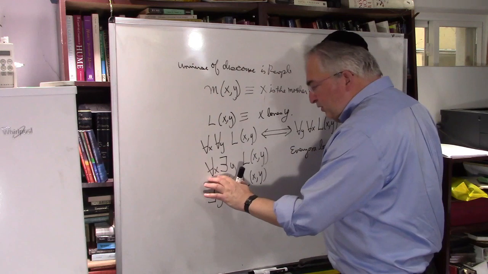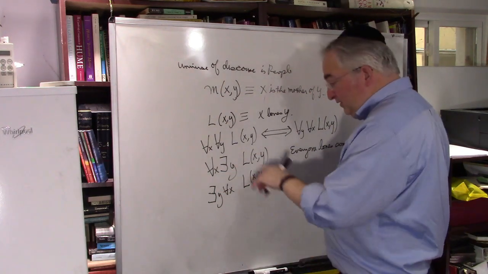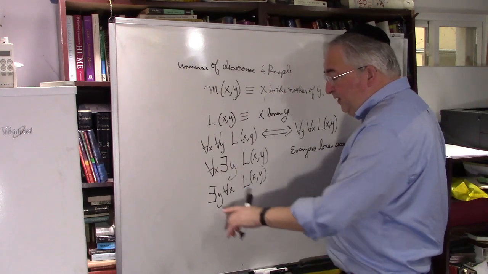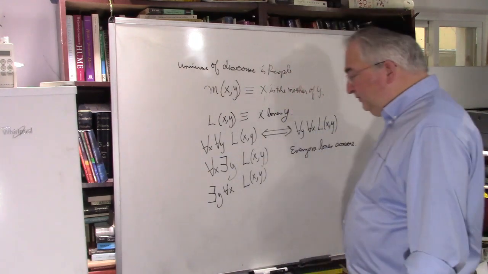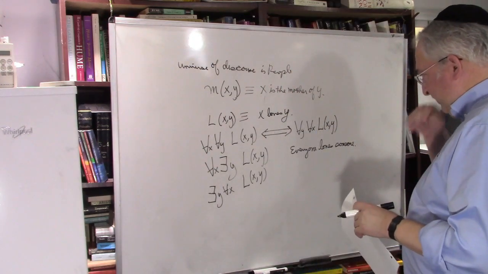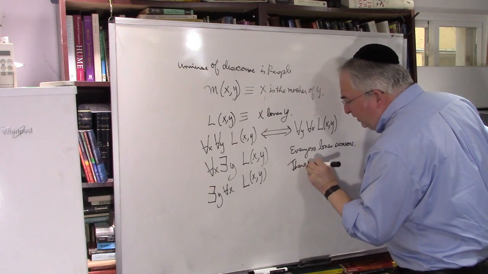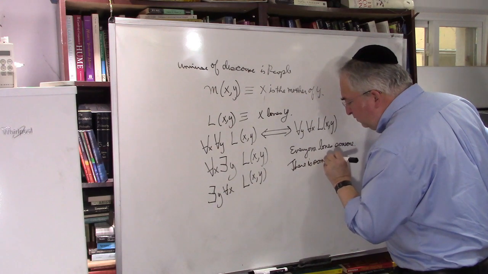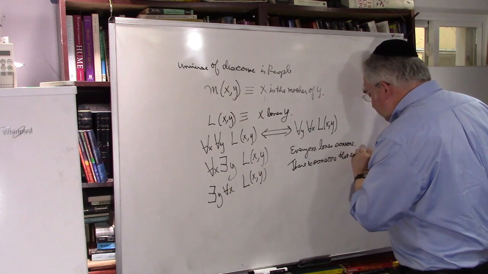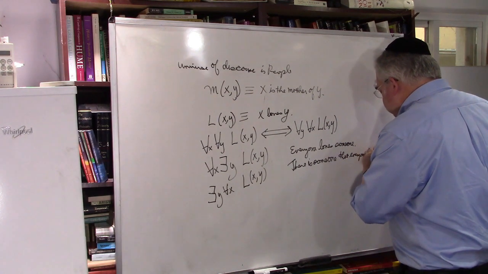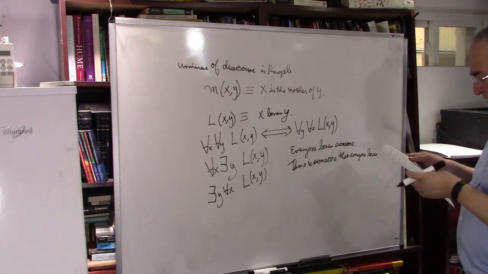Again, every person has a person that they love. By the way, every person loves themselves, so this is probably even true. This is not true. Not everybody loves Mickey Mouse or James Bond. So this says everyone loves someone. This says there is someone that everyone loves. It's a subtle difference. There's one person that everyone loves.